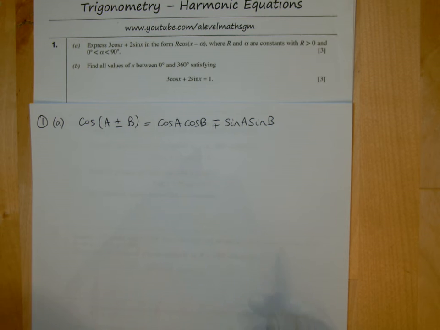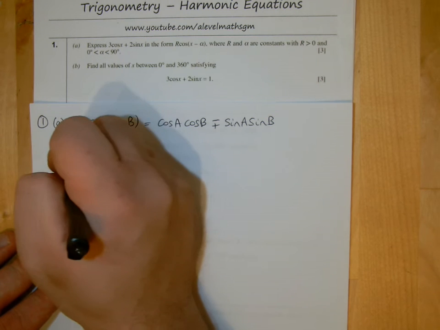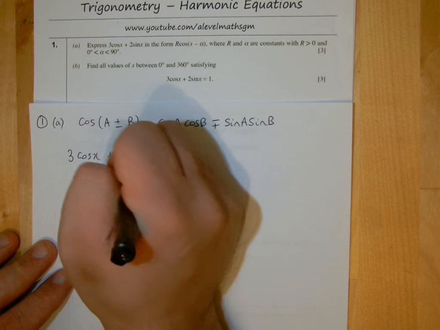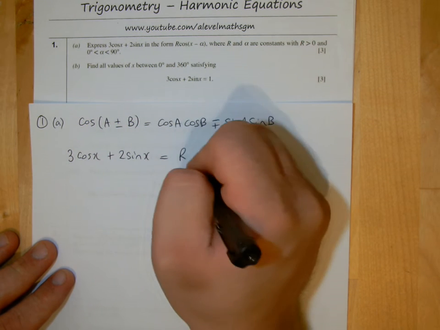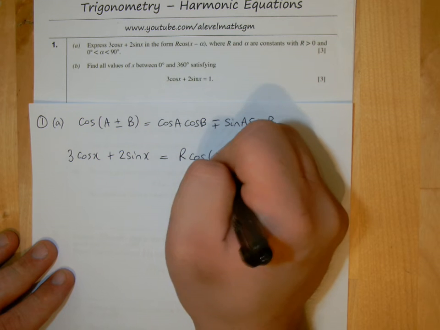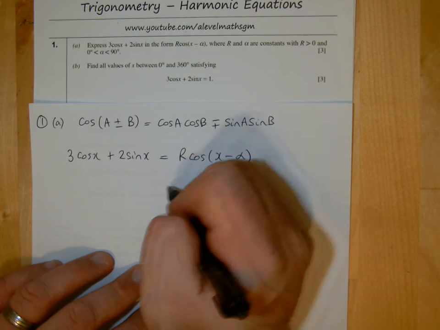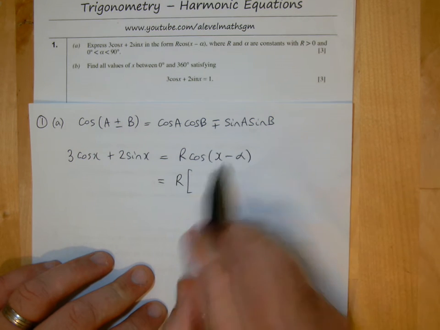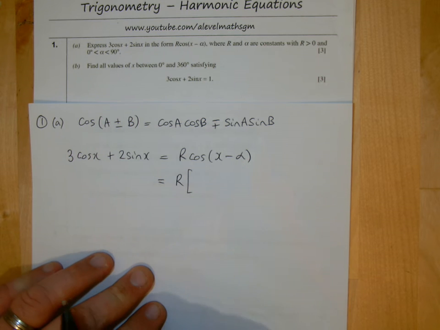So we're going to rely on that. We don't have to memorize it, we're just going to use it. So when it says express, let's go for it: 3 cos x plus 2 sin x in the form, so we put it equal to r cos(x minus alpha). On the next line, write r and then a big square bracket, and we're going to expand cos(x minus alpha) using the formula booklet.